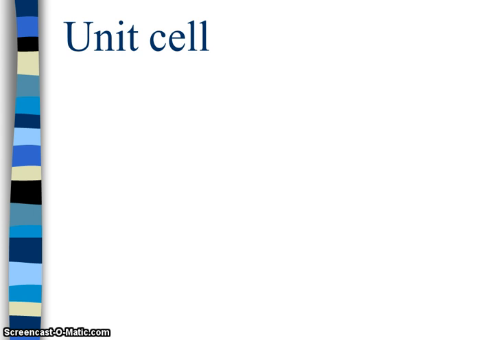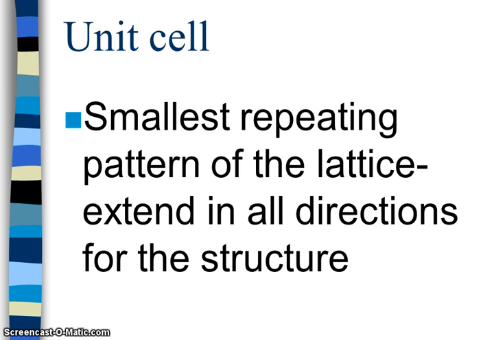When we look at this lattice structure, we want to consider what's called a unit cell. A unit cell is the smallest repeating pattern of a lattice, and it would extend in all directions throughout the structure.